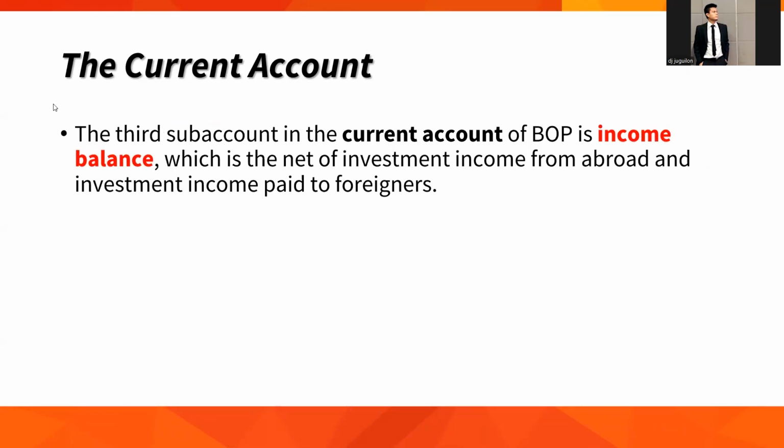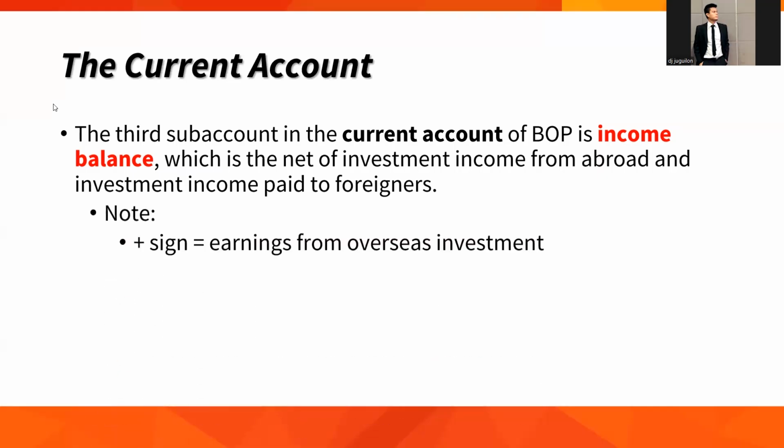The third sub-account is the income balance, which is the net of investment income from abroad and investment income paid to foreigners. If it is a positive sign, it represents earnings from overseas investment. And if it is negative, it means payments are sent overseas.